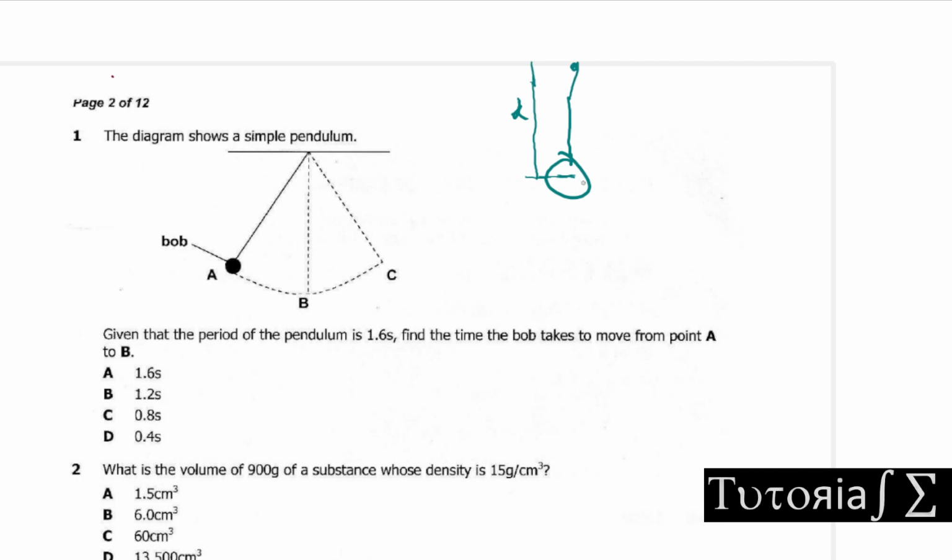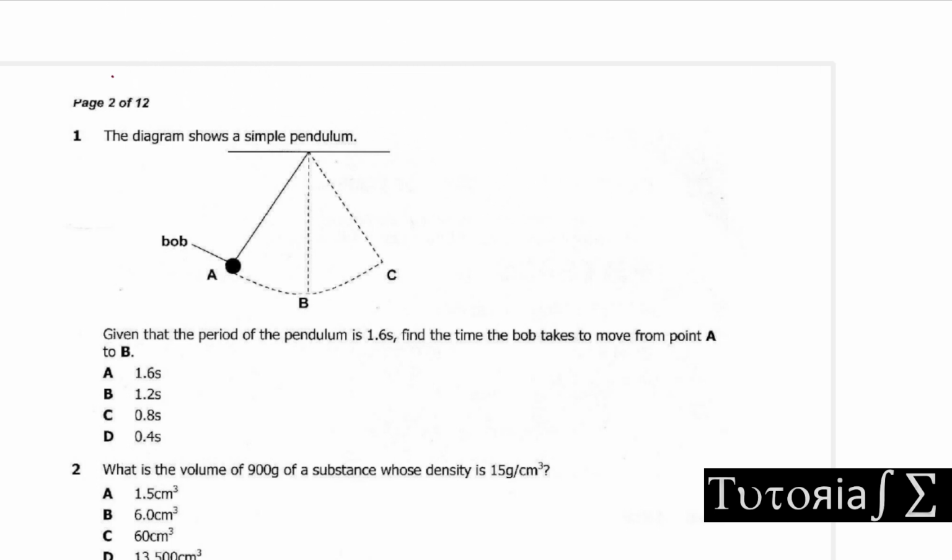So these are questions that you have in other papers. You'll be given maybe a bob like that, then they tell you this is the diameter. The diameter is so much, and this is so much. So find the length of the pendulum. The length of the pendulum will be from there to where the bob is connected. All right, so that is just a side note for you.